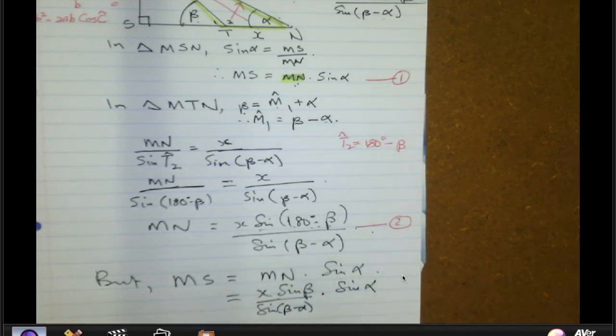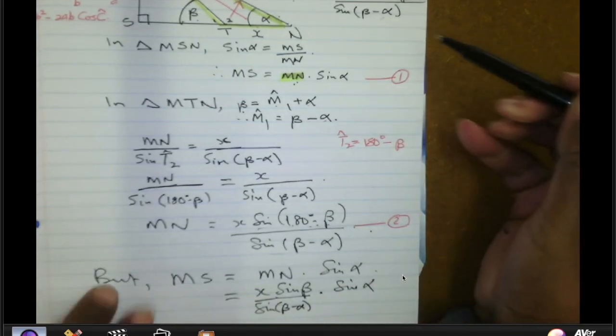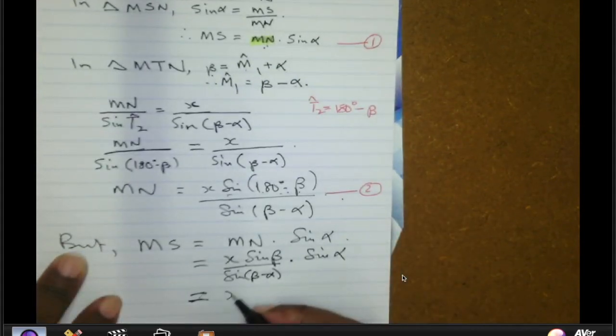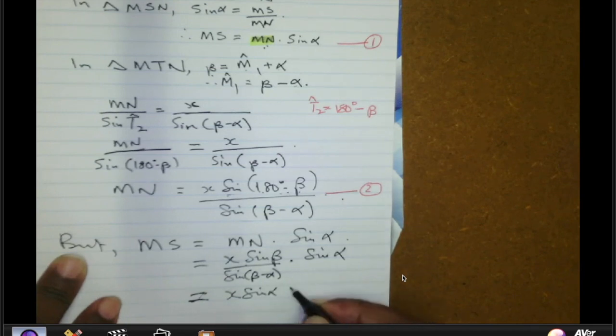Now, if you rearrange this so that it looks like the answer they want us to give them, we can write it as x multiplied by sine of alpha multiplied by sine of beta, all that divided by sine of beta minus alpha.